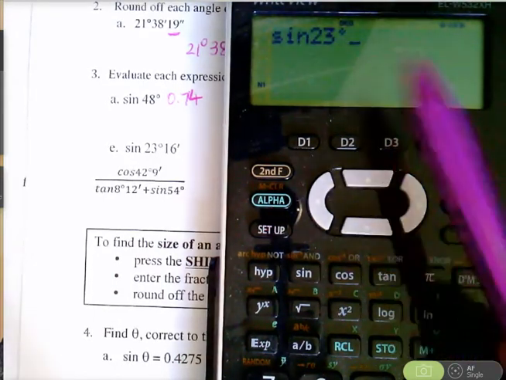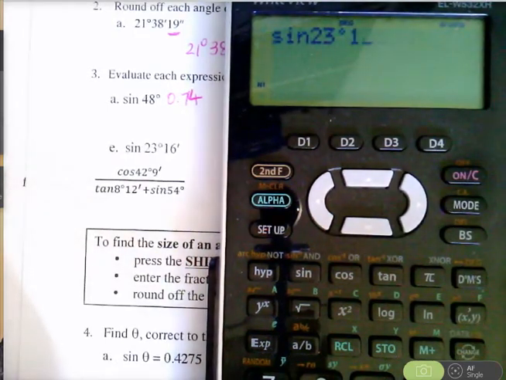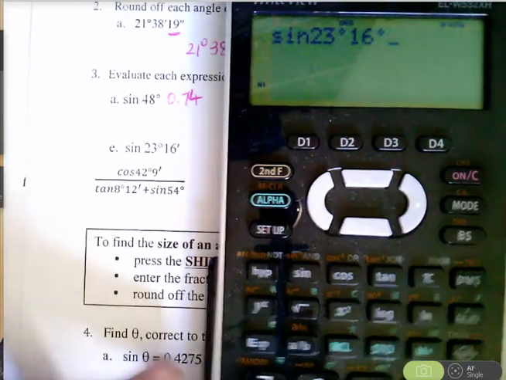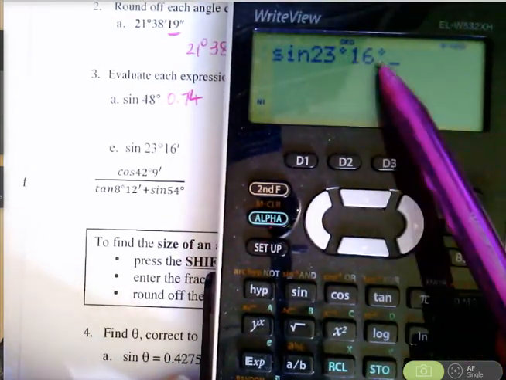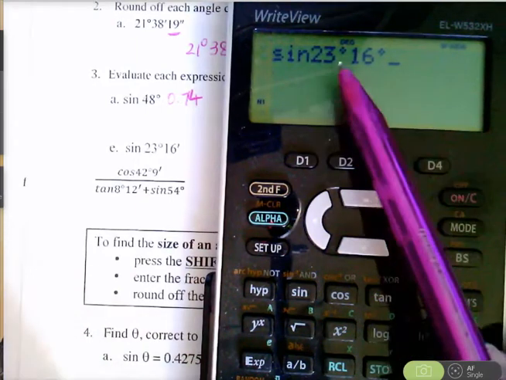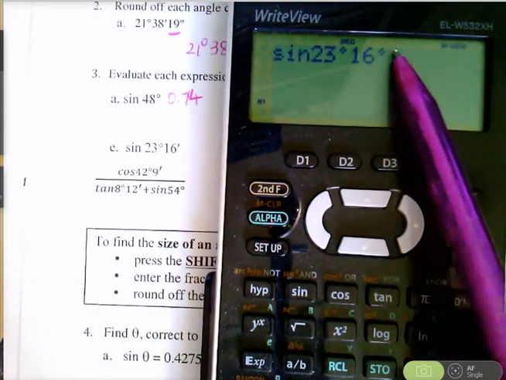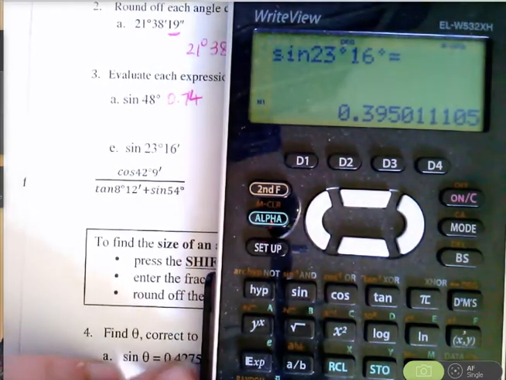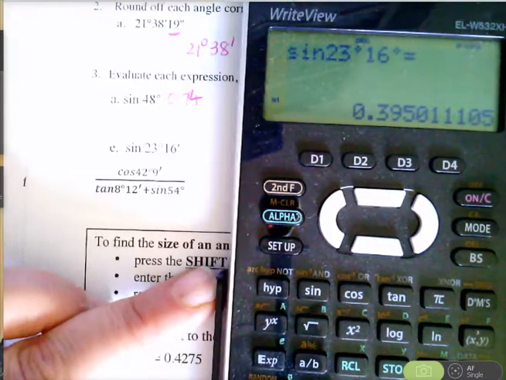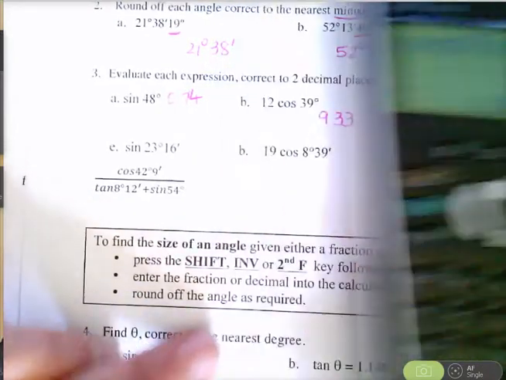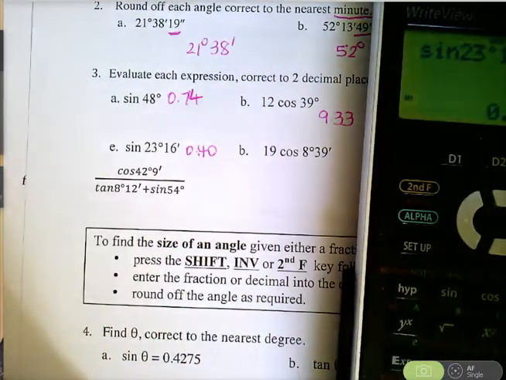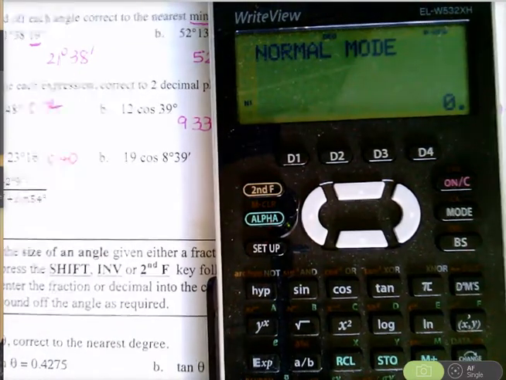Degrees, you can see the little degree symbols come up. Then I press 16, and I press the degrees, minutes, seconds button again, and that's now saying 23 degrees 16 minutes. So the first symbol there is degrees, the second one, even though it looks the same, is minutes, and I just press equals and I get 0.395. Rounding that to 2 decimal places will be 0.40.